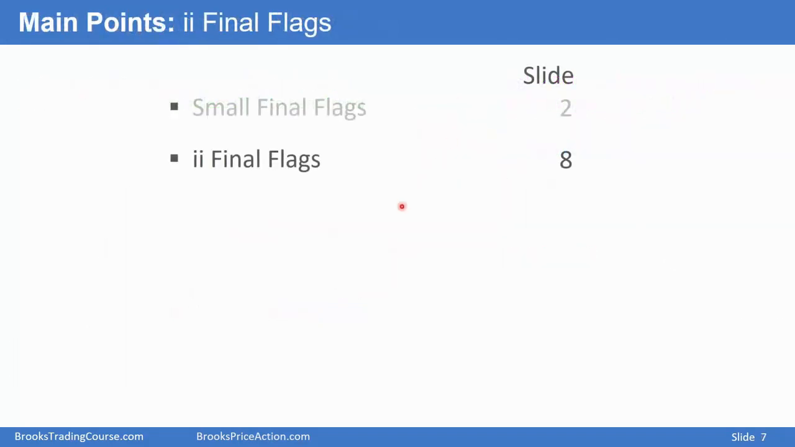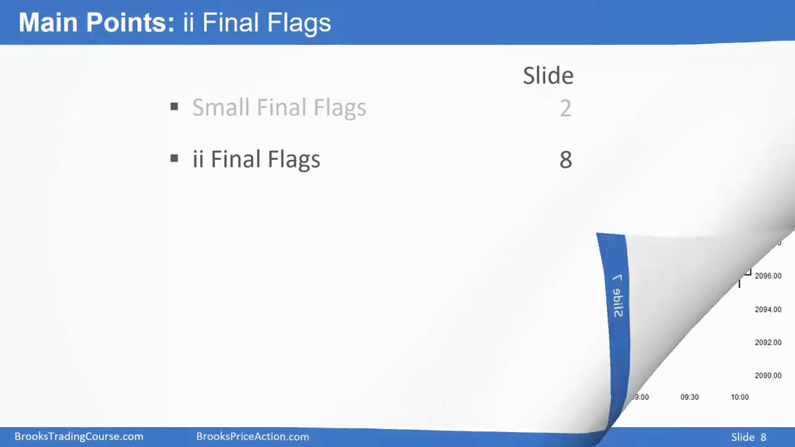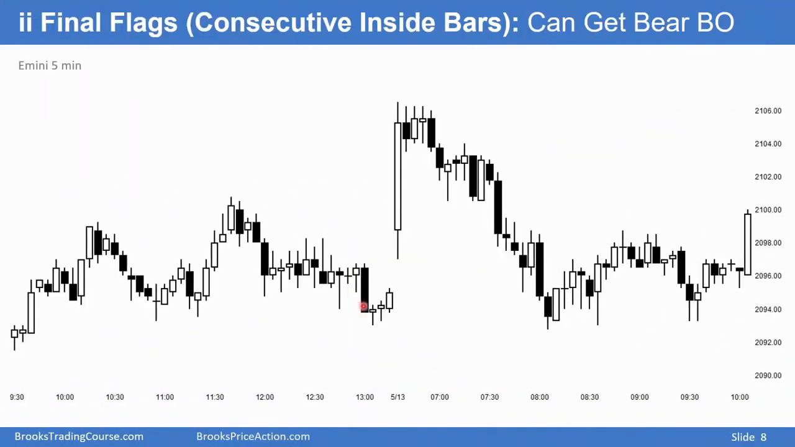I'm going to finish up by talking about II final flags. An inside bar that is inside another bar late in a trend often becomes the final flag. We have a bull breakout here, and it's in a bull trend, and this bar is inside of that bar. Inside bar means the high is at or below the high of the prior bar, and the low is at or above the low of the prior bar. So this bar is inside that, this bar is inside that.